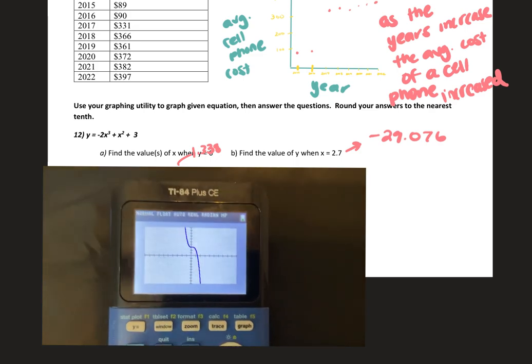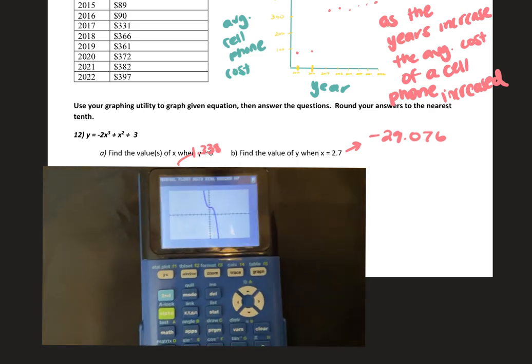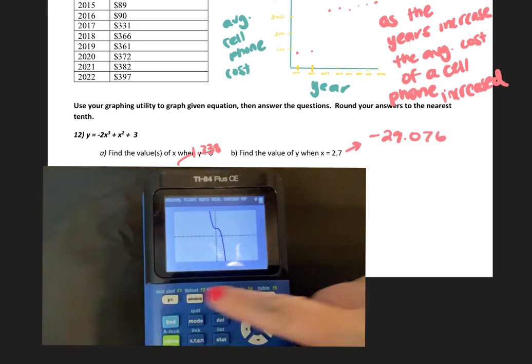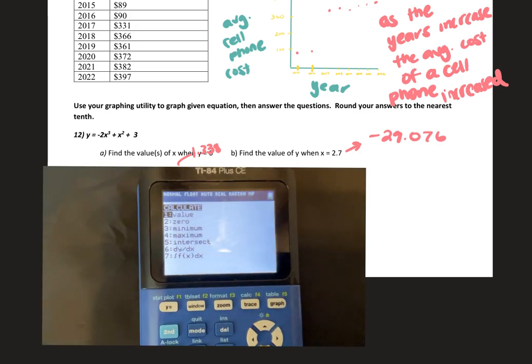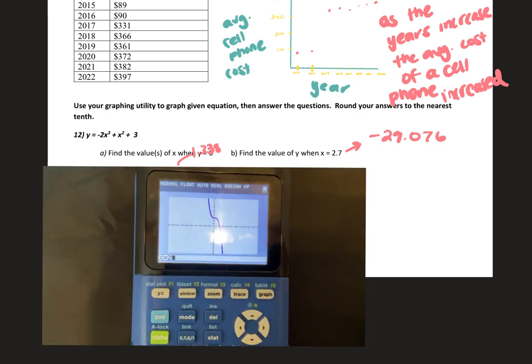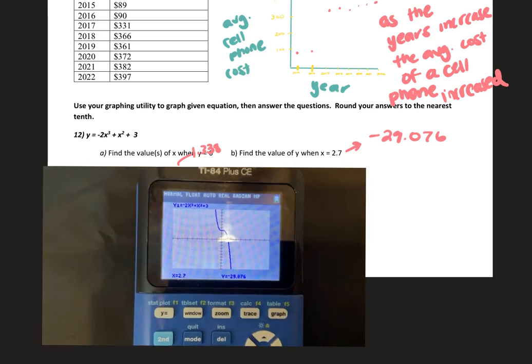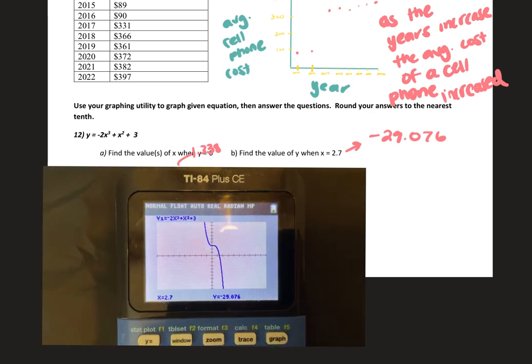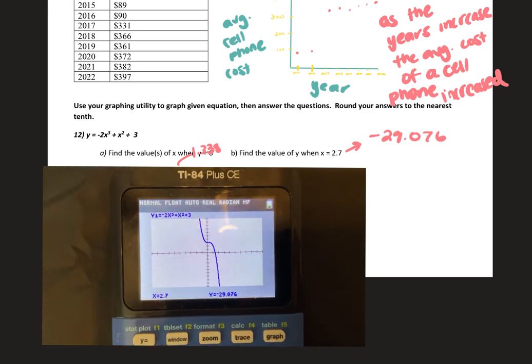Okay, then it asks you to find the value of y when x is 2.7. So we go back to the same menu, second trace, and I go value, and then 2.7 and hit enter. And my y is negative 29.7076.